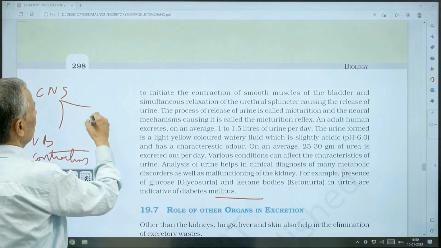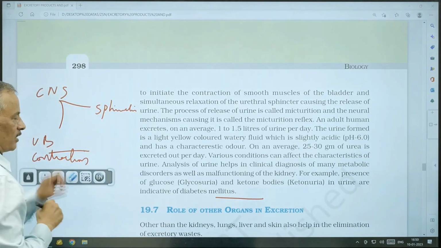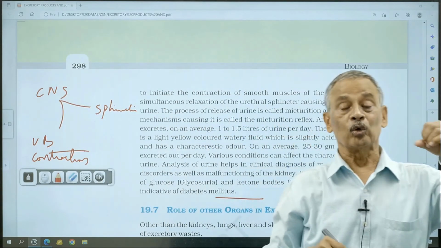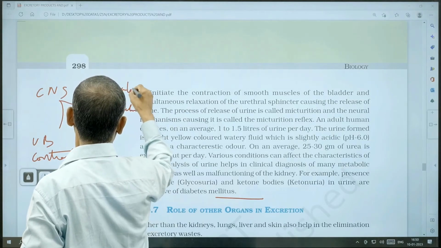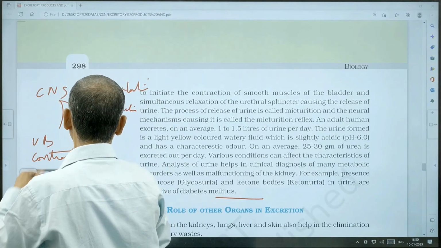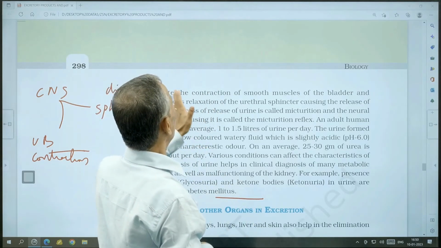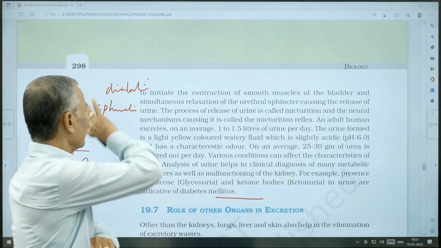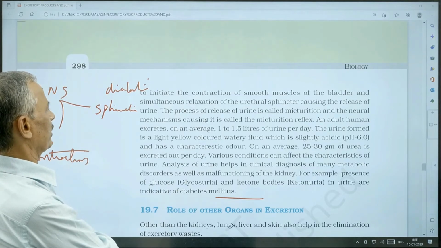and the sphincter, that circular valve-like muscle around the urethra, to dilate. So, it will cause dilation of the sphincter and the walls of the urinary bladder to contract. So urine goes out. This is called micturition, and the entire mechanism causing it is called the micturition reflex.